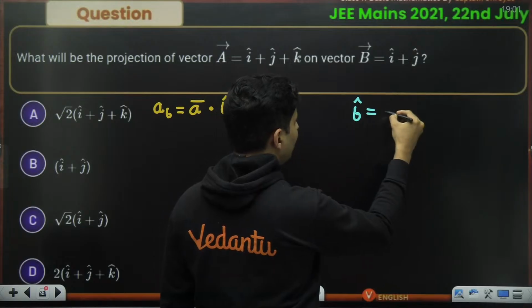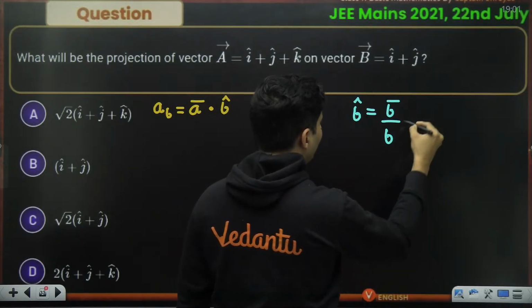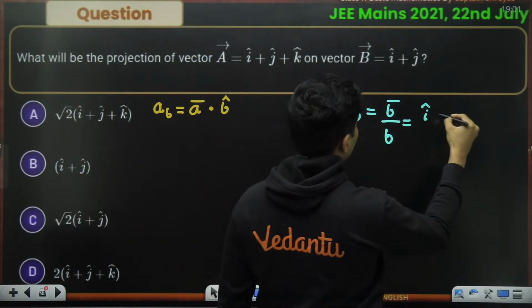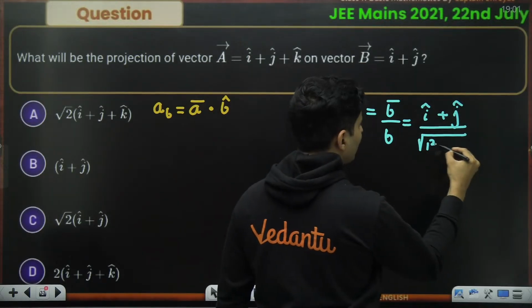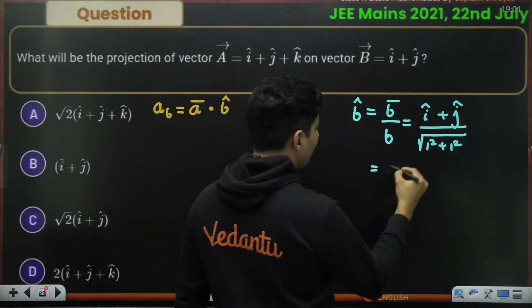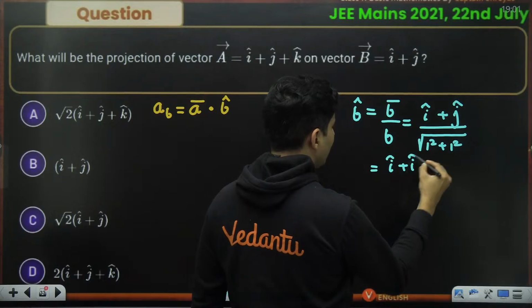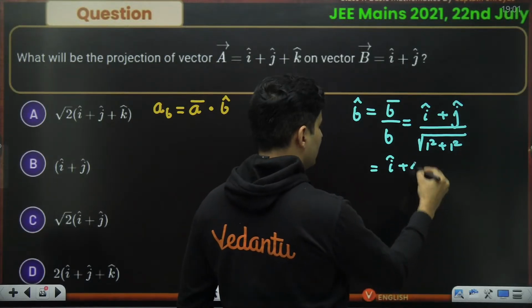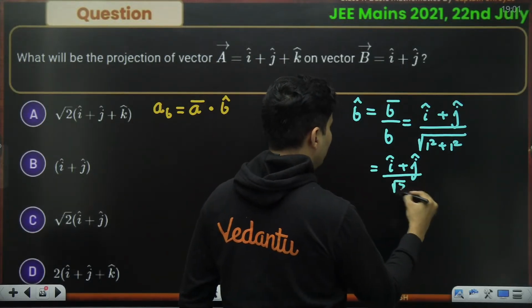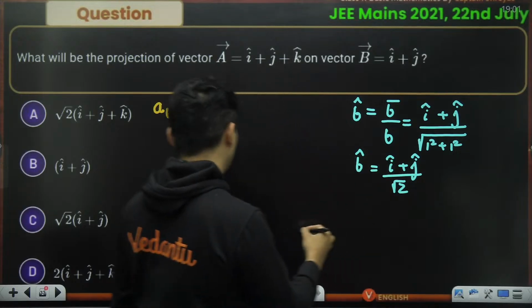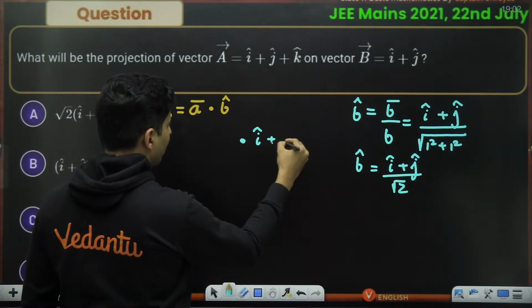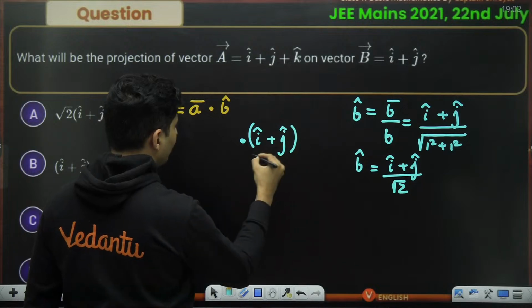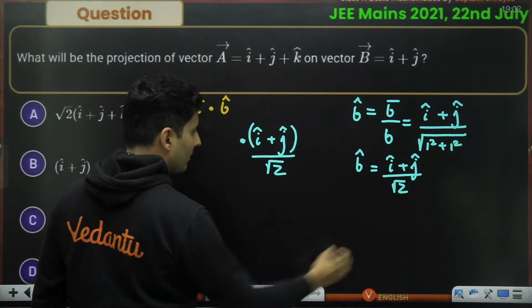So B hat will be vector B divided by its magnitude. Vector B is I cap plus J cap. Magnitude of that will be 1 square plus 1 square under the root. So it will be I cap plus J cap, whole thing divided by root 2. That is your B hat. So I'll put the dot product over here, I cap plus J cap over here, and I will put root 2 over here.